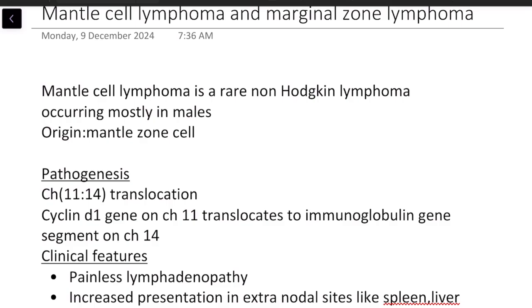And what is the origin? It arises from the mantle zone B cell. Now the origin is from the mantle zone B cell, and I've already told you that mantle zone B cells are those B cells which have been selected for antigen presentation, since they are not presenting a self antigen, they are presenting a proper antigen.